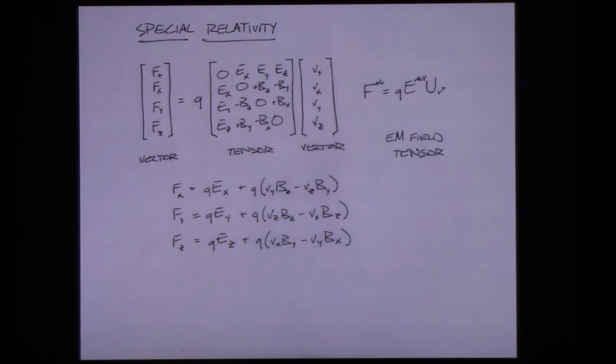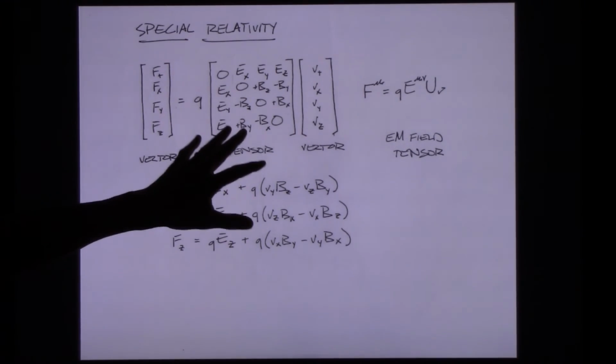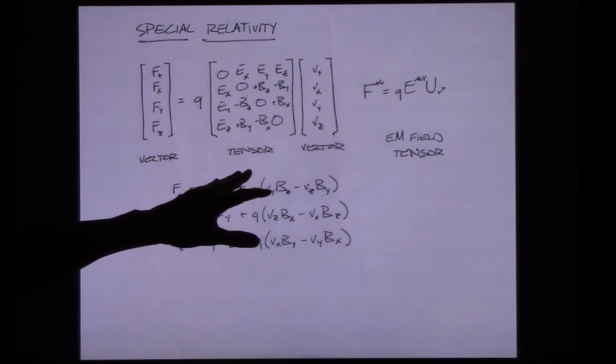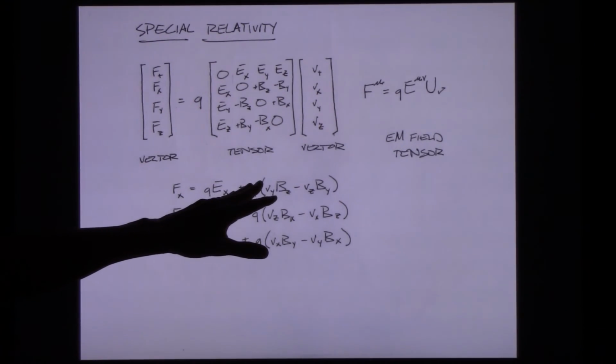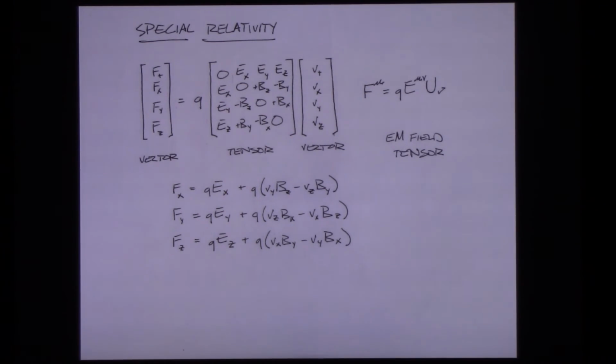That wasn't so difficult, I hope. The magnetic force was more complicated. The magnetic force involved a cross product. Now, a cross product in classical physics becomes what we call tensor multiplication in special relativity. A tensor is a matrix. So in addition to physical quantities that are scalars and vectors, there are physical quantities that are tensors.